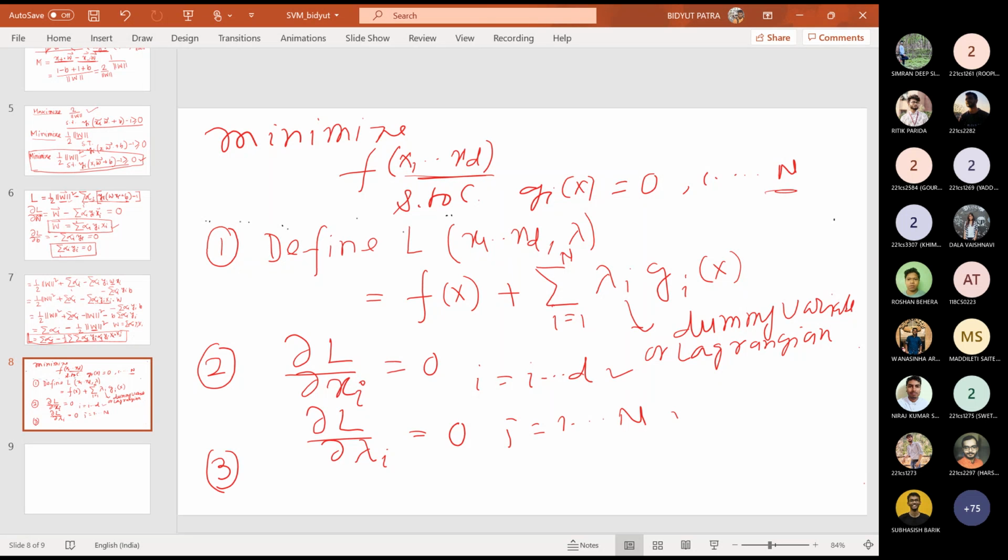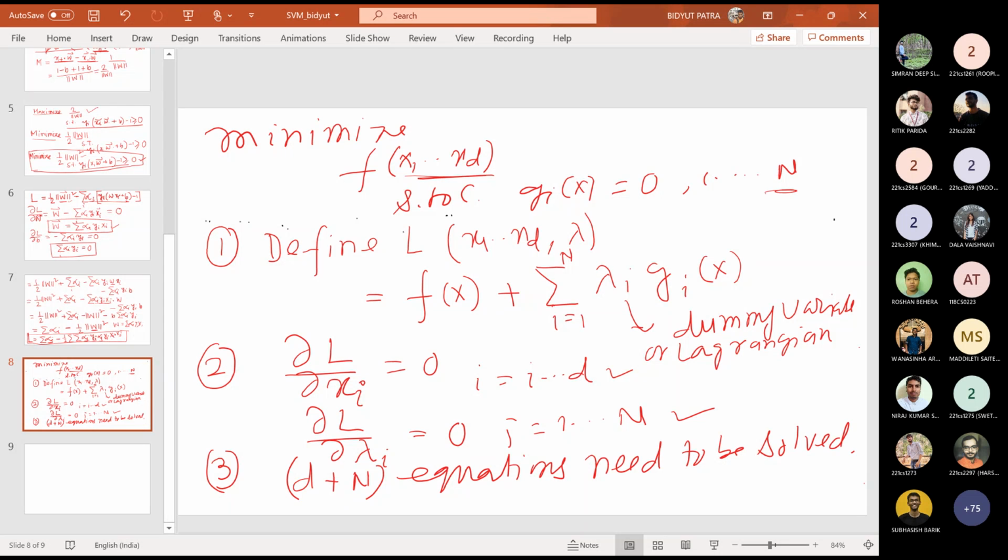There are d variables, there are n variables, so d plus n equations need to be solved. Okay, so this is for equality constraint. So one example, I think you won't get time to explore the example, otherwise it would have been very nice to show you how this thing is happening.